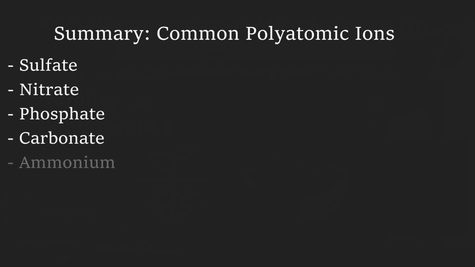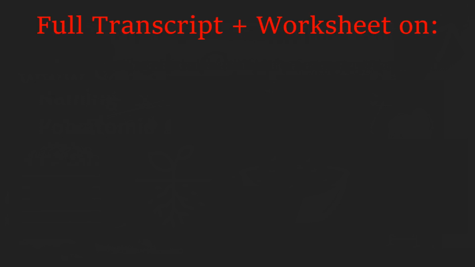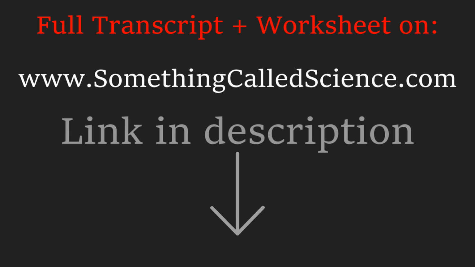So there you have it. Sulfate, nitrate, phosphate, carbonate and ammonium are some of the most common polyatomic ions. They're found in many chemical compounds, reactions and everyday applications, and hence understanding these ions and their properties is crucial for anyone studying chemistry.